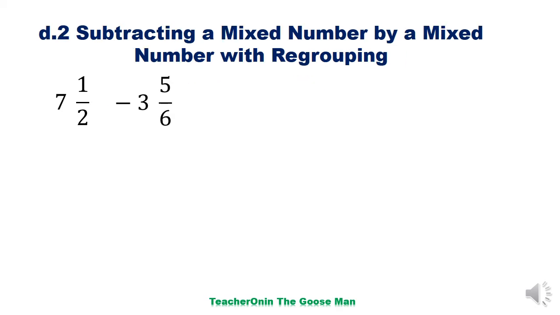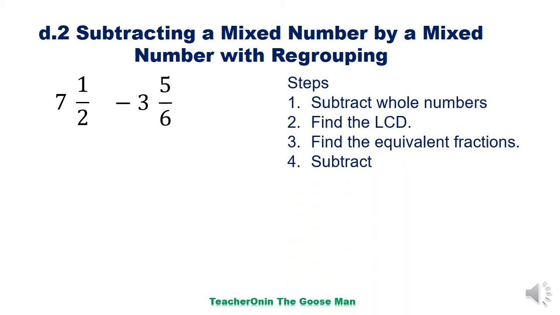Okay, so we will subtract first the whole numbers 7 and 3 respectively. So we have 7 minus 3, so we have 4. Then after that, we will subtract the fraction parts. So we have here 1 half and 5 over 6, so we will get the LCD of 2 and 6 respectively. And take note, 2 and 6 can be divided by 2. So 2 divided by 2 will give us 1. And 6 divided by 2 is equal to 3.